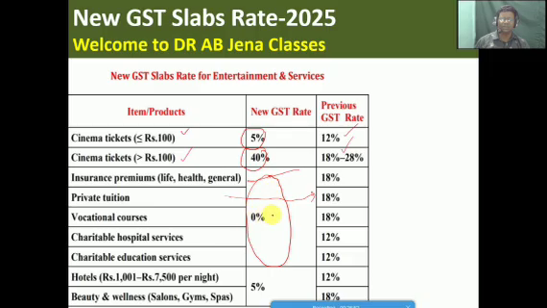Similarly, the private tuition, it was 18%, and in this situation it is 0%, and definitely a customer will save. So the consumption will be better. Then the hotels, for this, earlier it was 12%, right now it's 5%. And most important, the beauty and wellness, that is the salons, gyms. Here earlier we were paying 12% and 18%. Right now a customer will pay 5%.